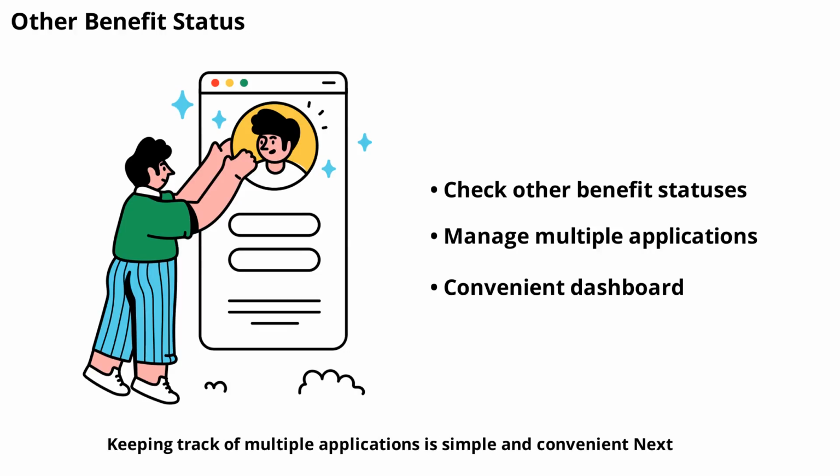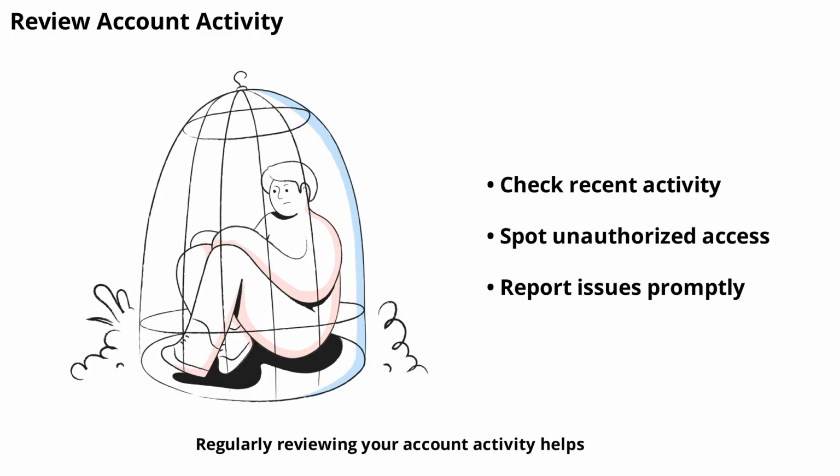Keeping track of multiple applications is simple and convenient. Next, let's talk about the importance of reviewing your account activity regularly. Regularly reviewing your account activity helps you spot any unauthorized access or errors. Log into your My Social Security account and check your recent activity, messages, and status updates. If you notice anything unusual, report it to the SSA immediately. Monitoring your account is a key part of keeping your information safe and your application on track.